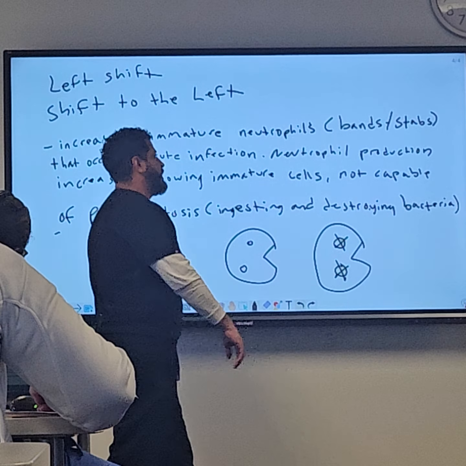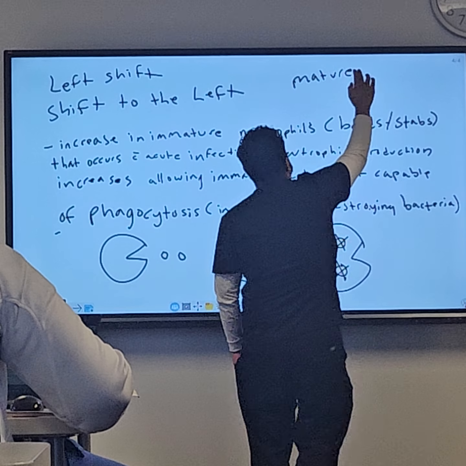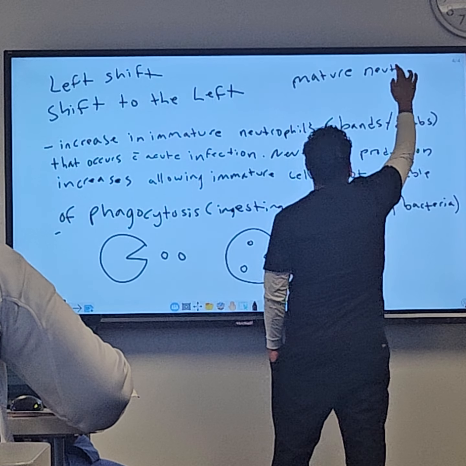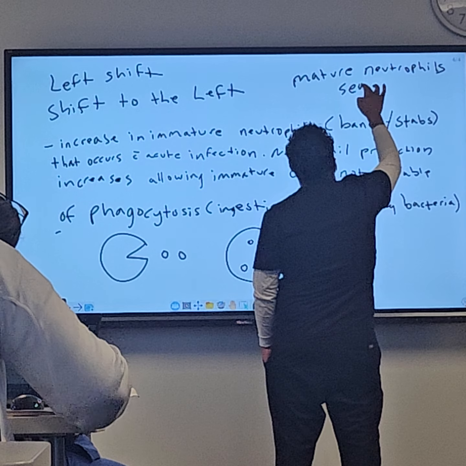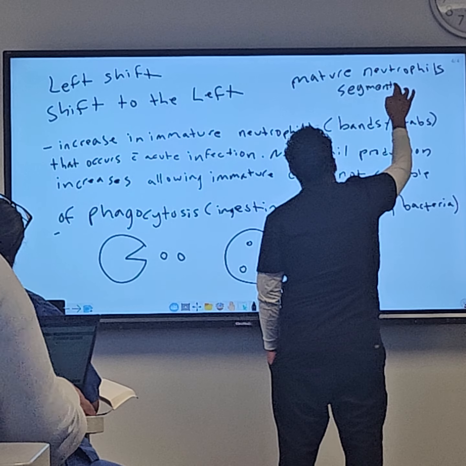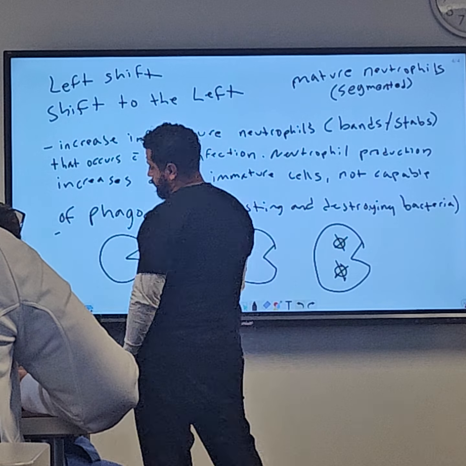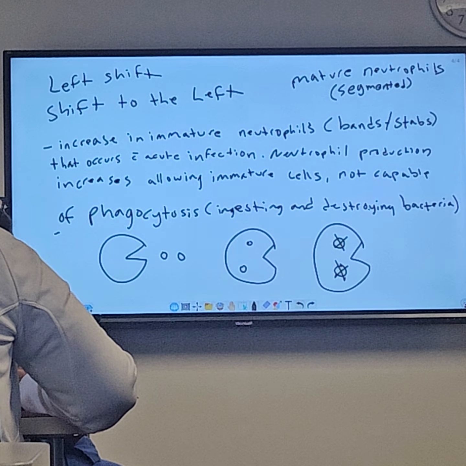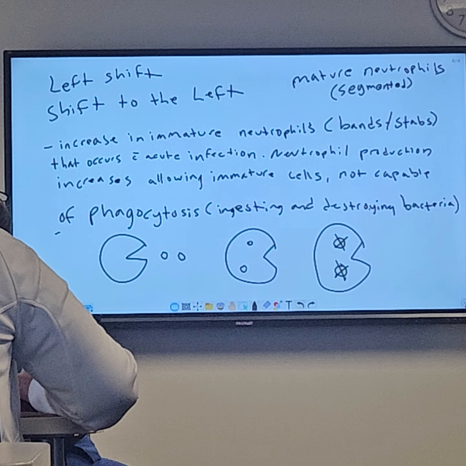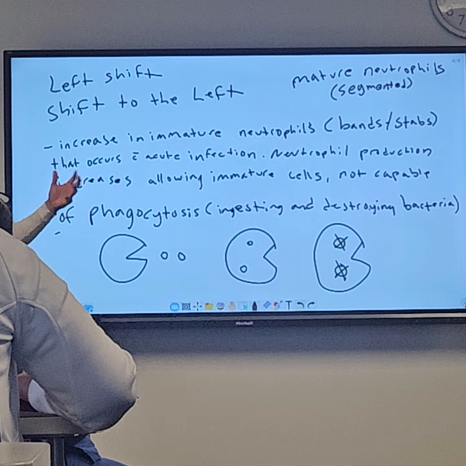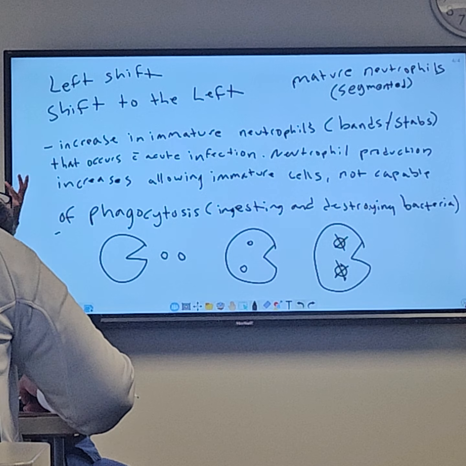Mature neutrophils are referred to as segmented cells, because of the fact that they are segmented. Bands or stabs are immature. So what happens essentially is when you get an infection, very acutely, your body's immune system responds and you start releasing all these white blood cells, these neutrophils, but what you're releasing as well is immature ones.